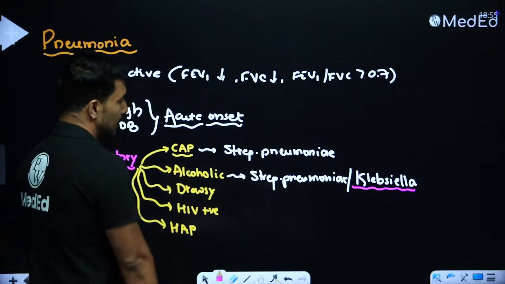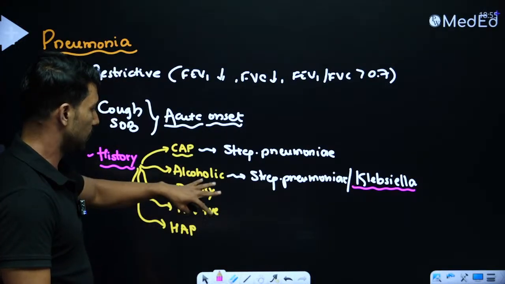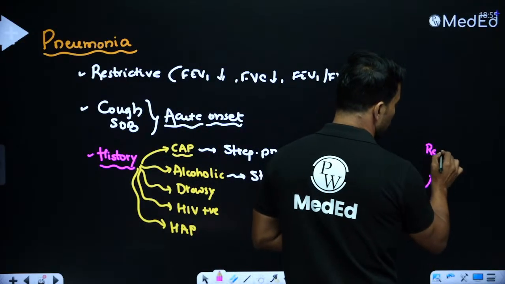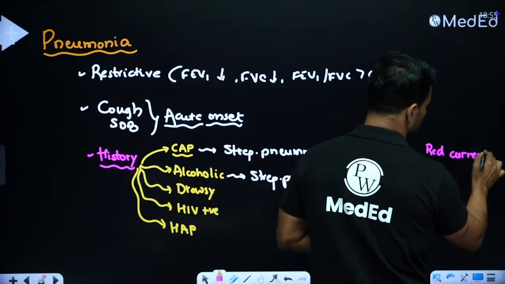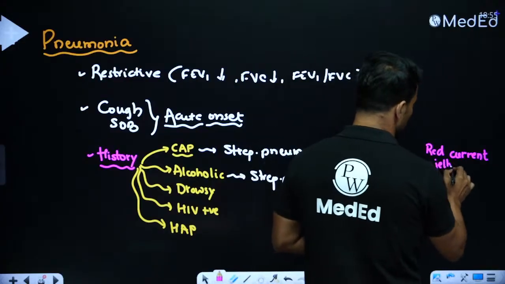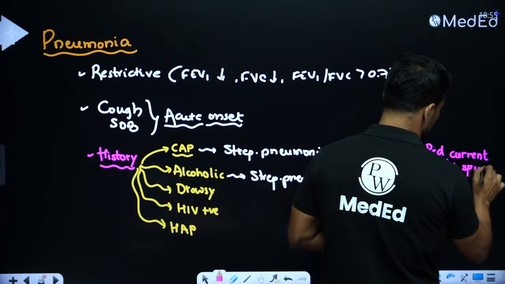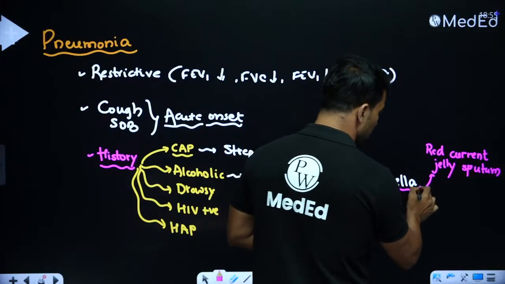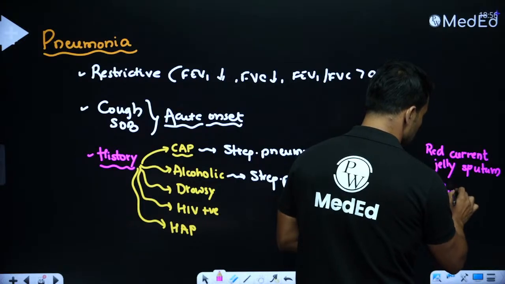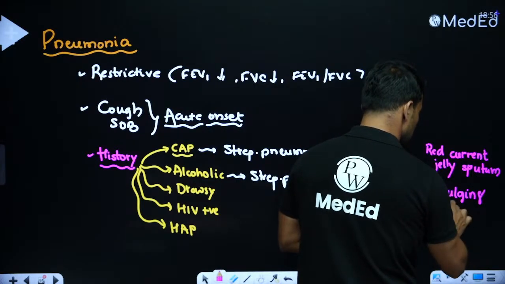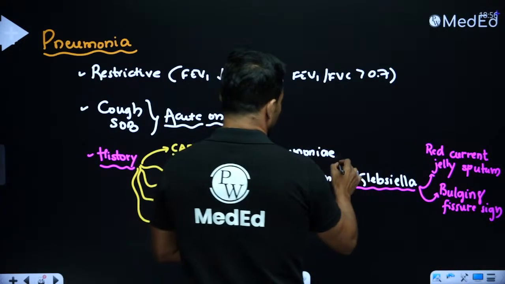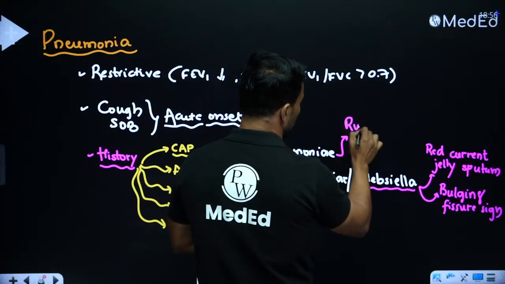Okay. Then what other clue may I get if the patient has Klebsiella? They may mention a sputum which is called red currant jelly sputum, which looks exactly like your mixed fruit jam. Another radiological finding that they may mention in the question if it is Klebsiella pneumonia is that the patient has something called the bulging fissure sign. If it is Streptococcus pneumonia, they may mention rusty sputum.